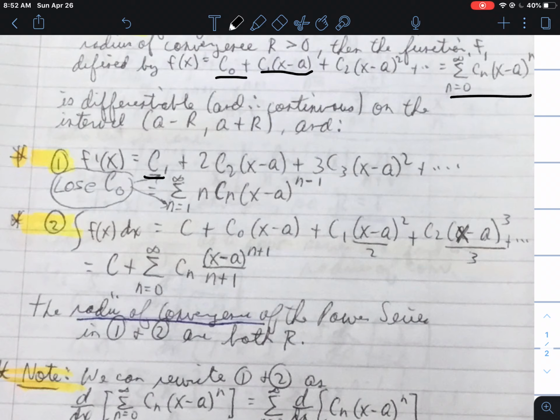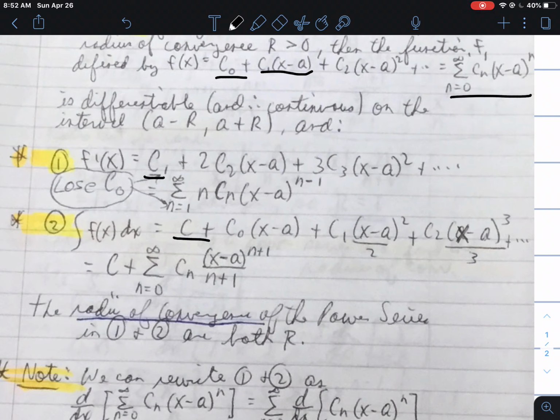Integration. It's going to work the same way, right? Just in the opposite direction, obviously. So if I take the integral of f of x dx, where f of x is our sum as n goes from 0 to infinity, c sub n x minus a to the n, our power series. And again, we go term by term. Now ignore the plus c for a second. But the first term, all right, if we take c sub 0, what is the antiderivative of a constant?